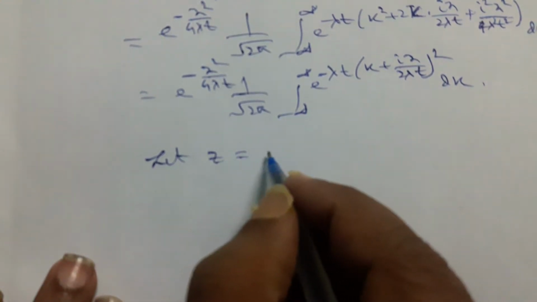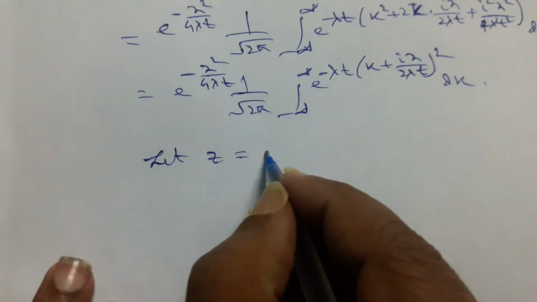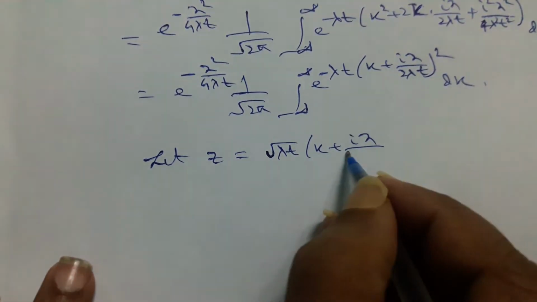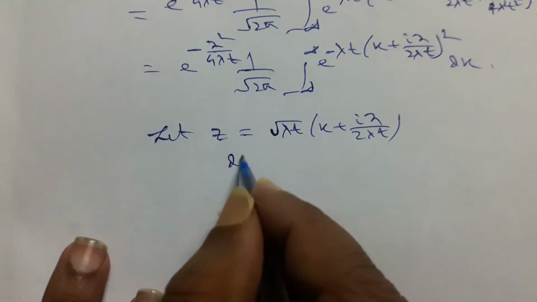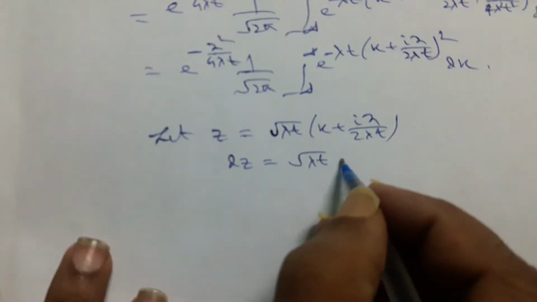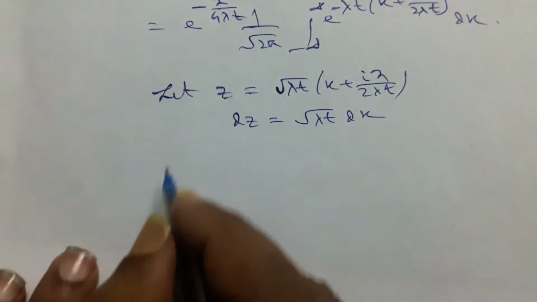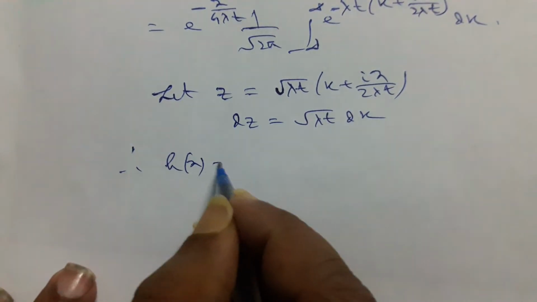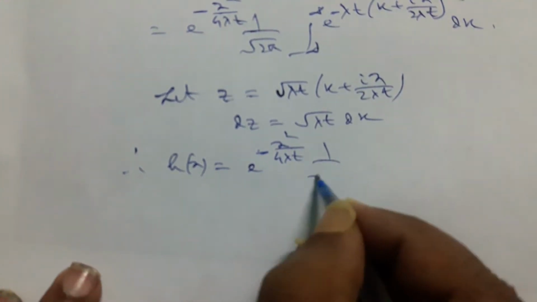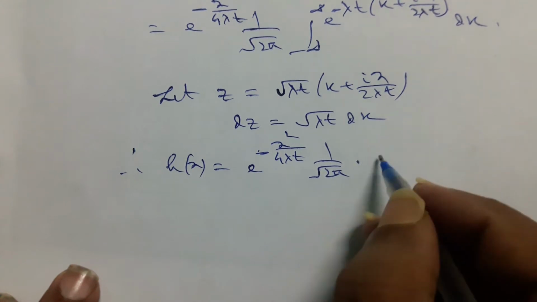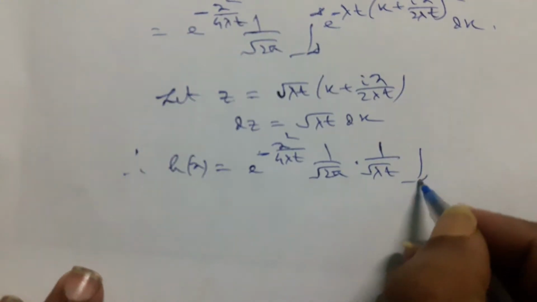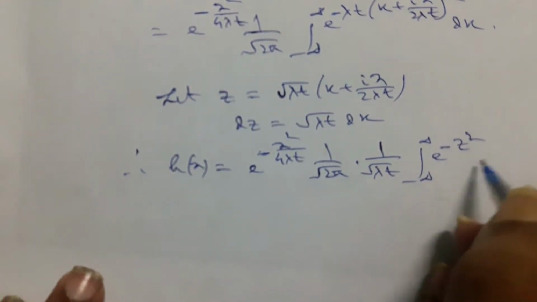Let z equal to root lambda t times k plus i x by 2 lambda t, so dz equals root lambda t dk. Therefore h of x equals e to the power minus x square by 4 lambda t, 1 by root over 2 pi, into dk, which means 1 by root over lambda t into dz, integral from minus infinity to infinity of e to the power minus z square dz.